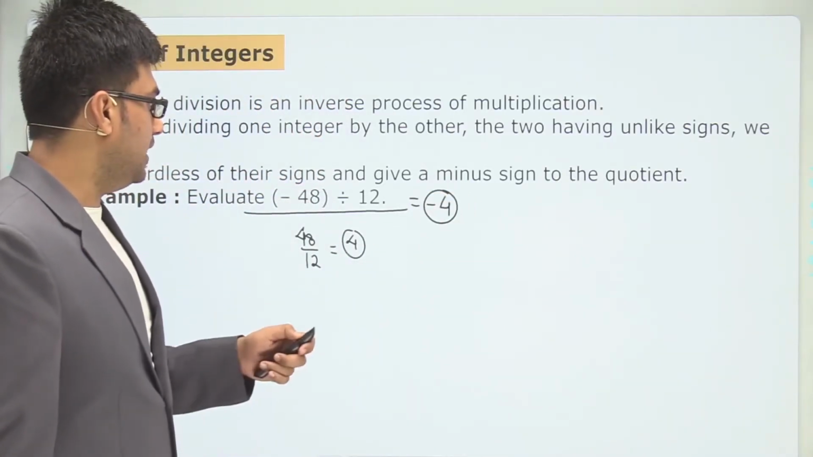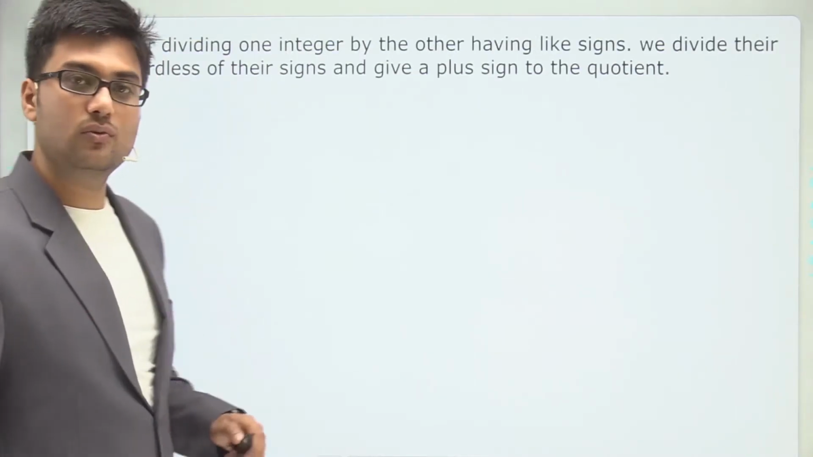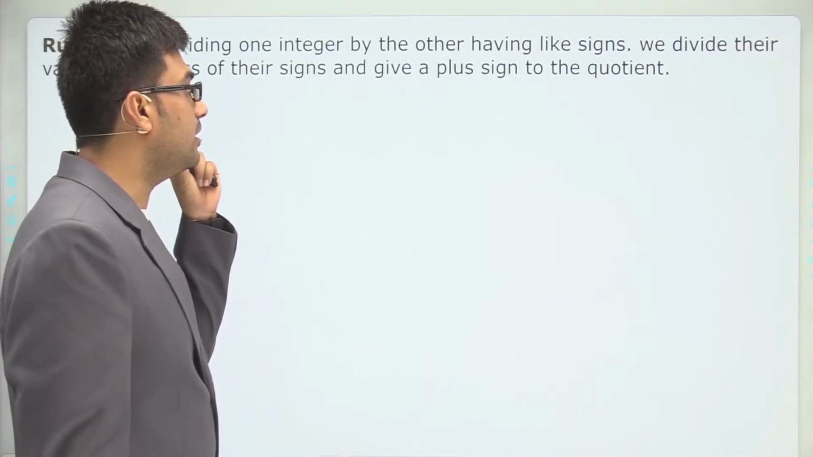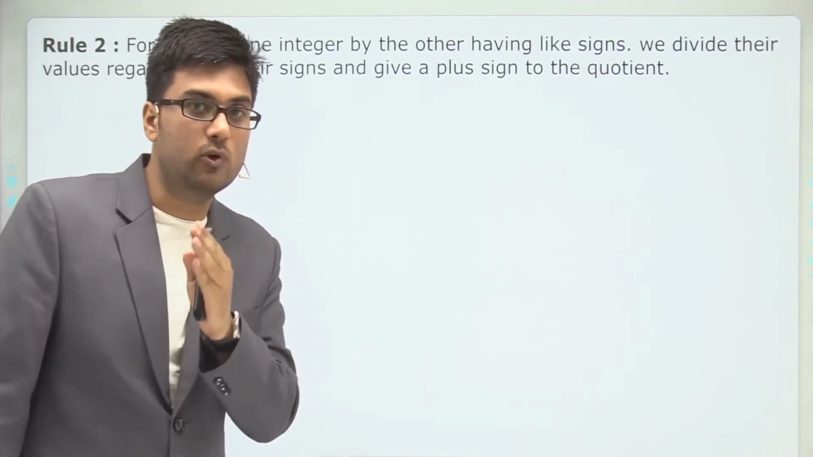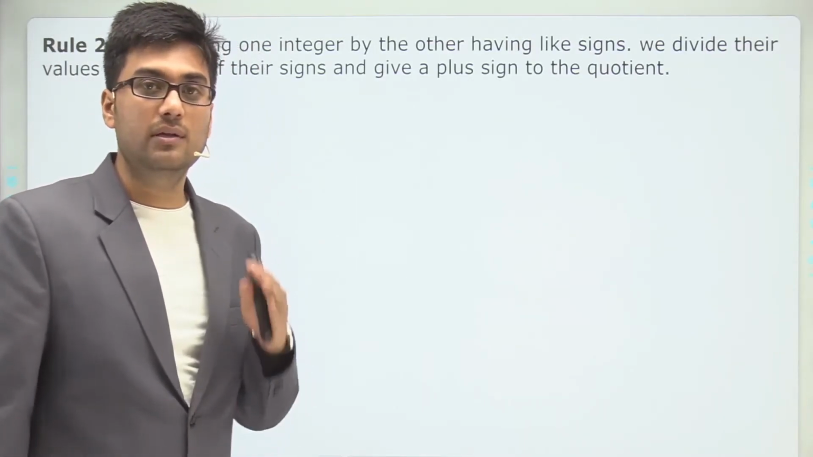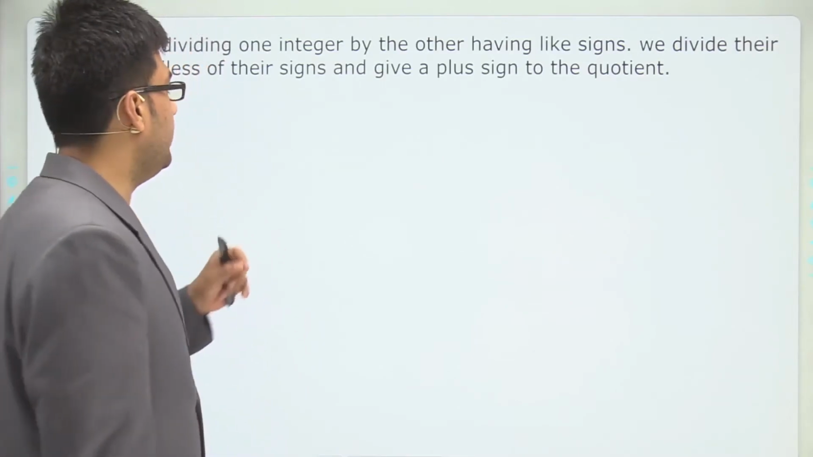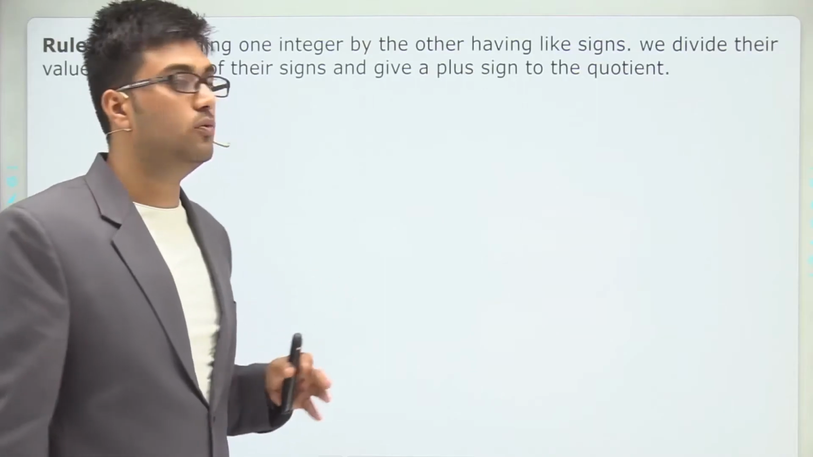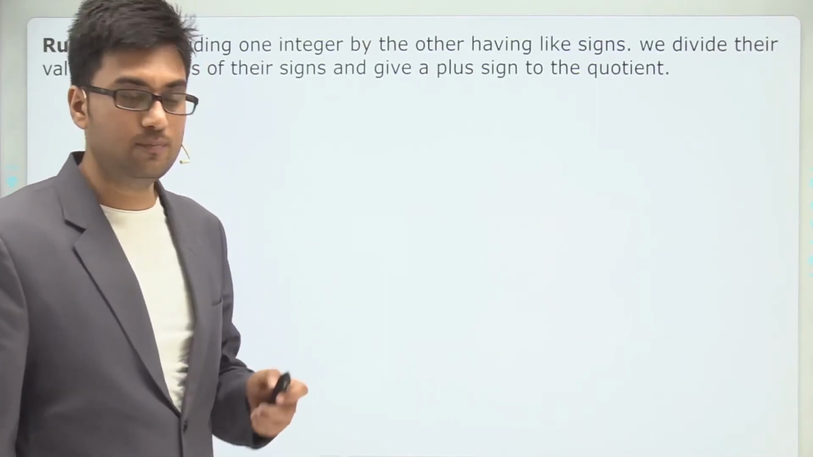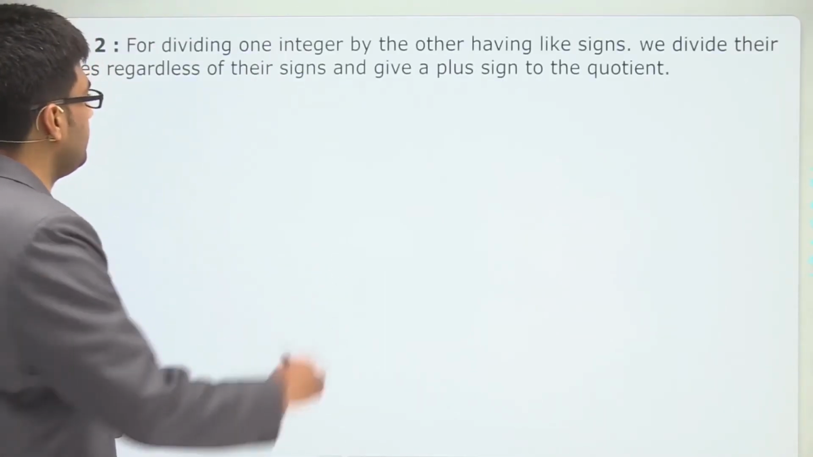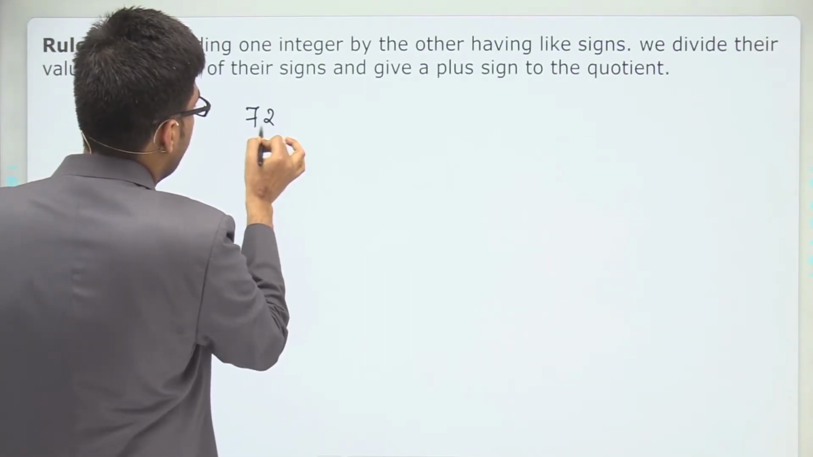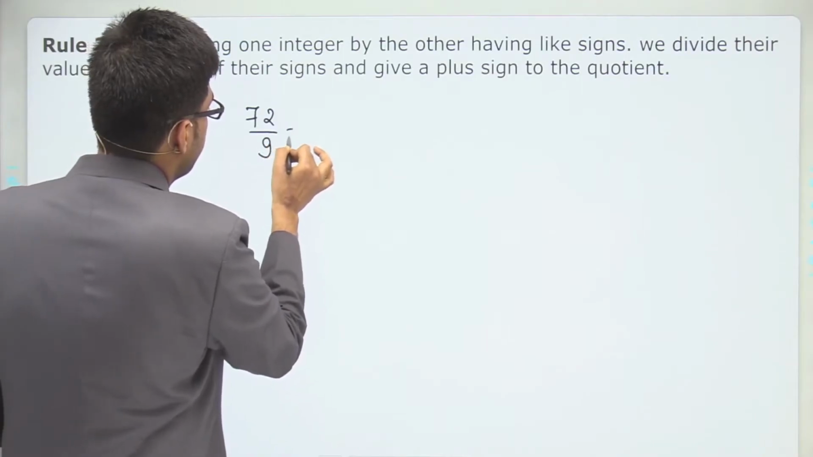Now let's move to the next rule. The next rule is for dividing one integer by the other having like signs. If both integers have the same signs, then we divide their values regardless of their signs and give a plus sign to the quotient. Clear? For example, if we have to divide 72 by 9, then it is equal to what?